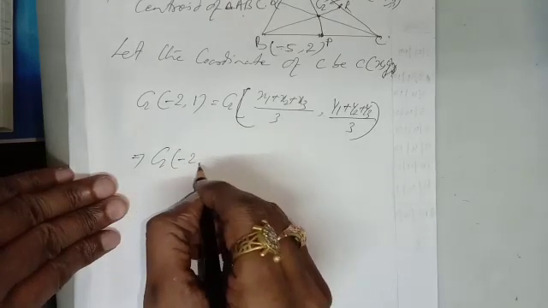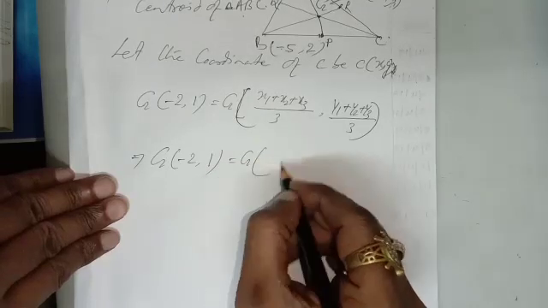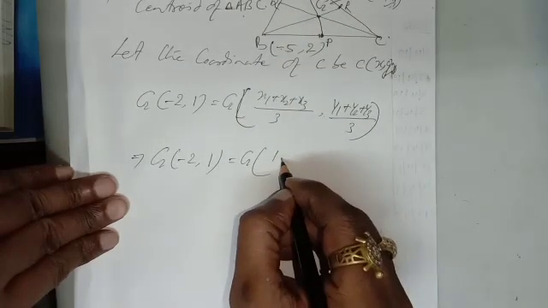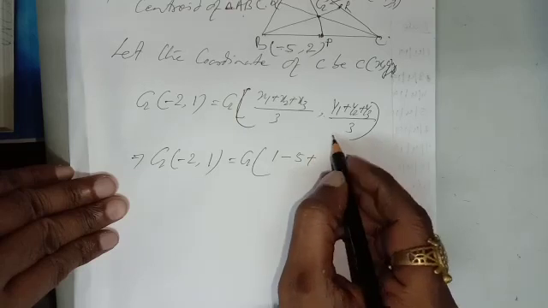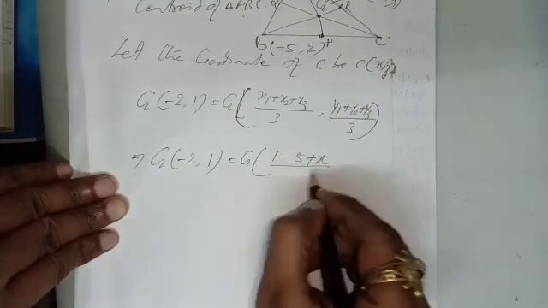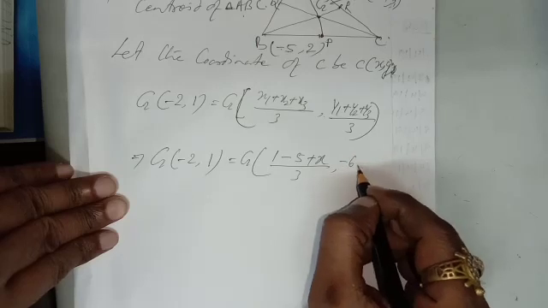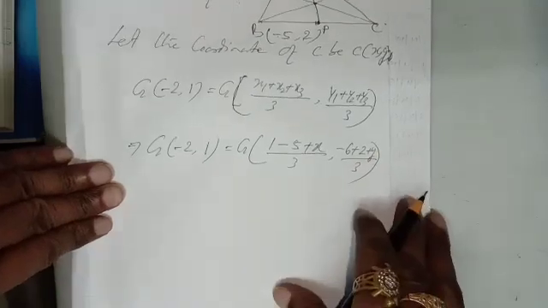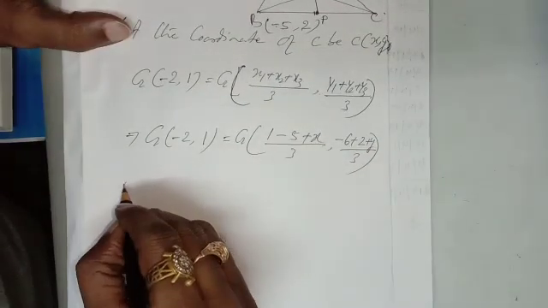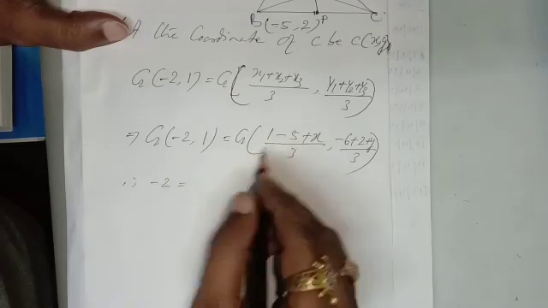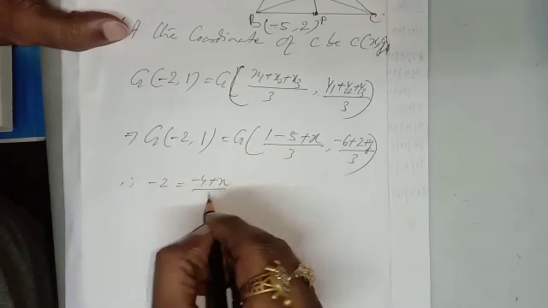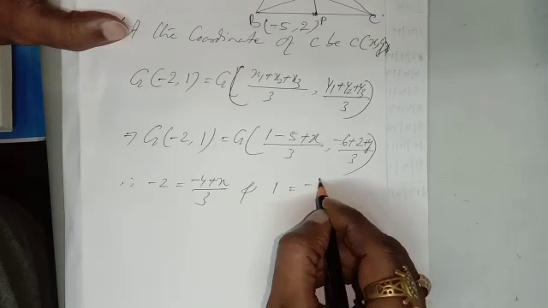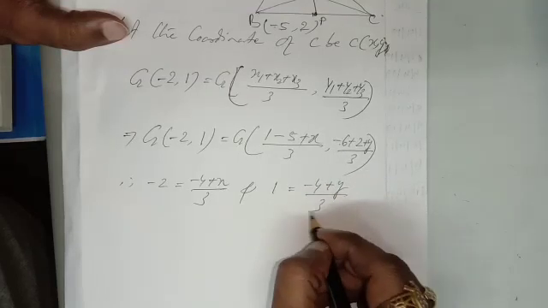(-2, 1) is the centroid given, and here the first point x1 is 1, then -5, and the third vertex coordinate, not given, I am writing x, by 3. The second one, -6 plus 2 plus y, by 3. Comparing both sides, we will get -2 is equal to (1 minus 5, that is -4, plus x) by 3, and the y coordinate 1 is equal to (-6 plus 2, that means -4, plus y) by 3.